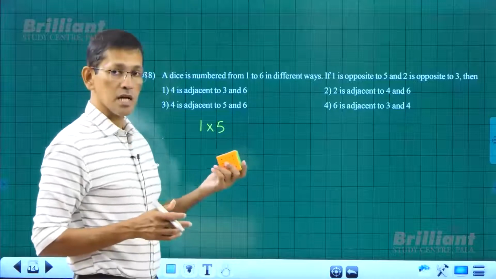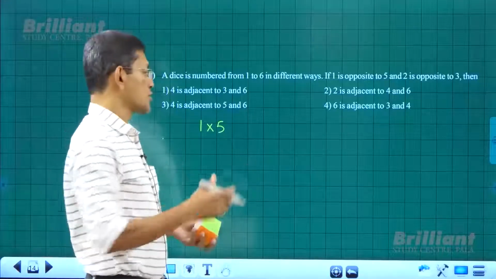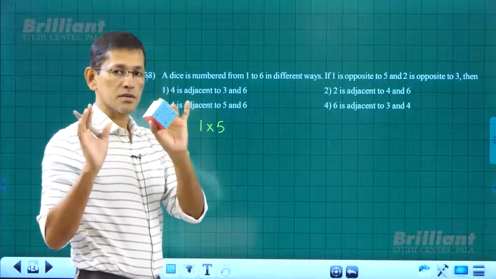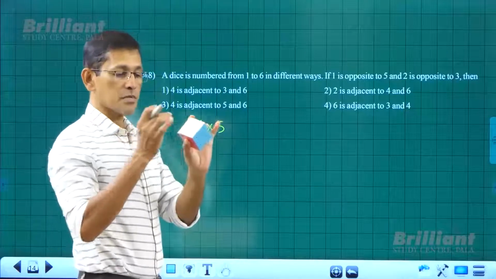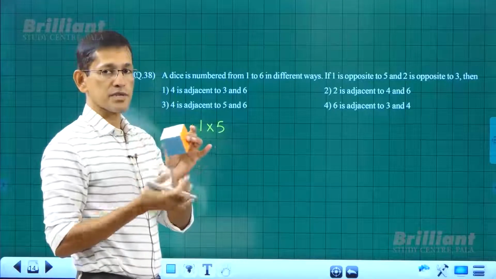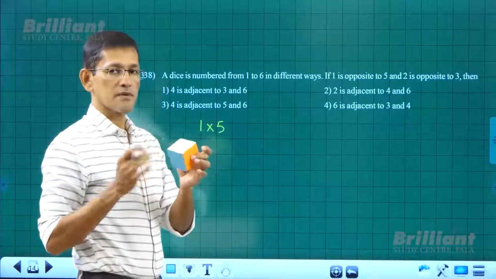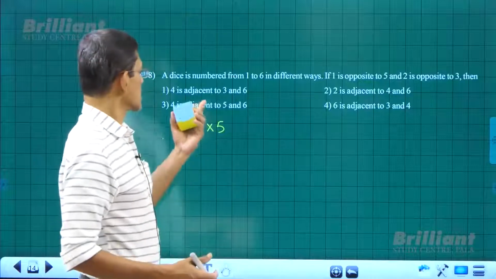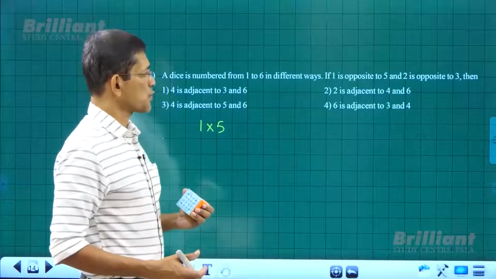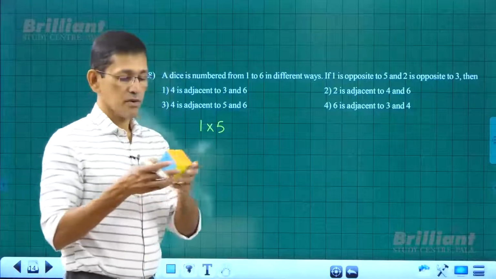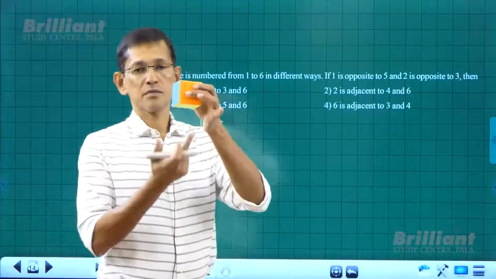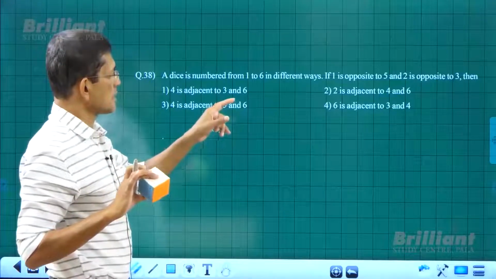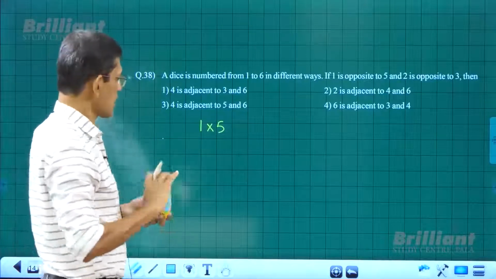So cube and dice, what's the difference between cube and dice? A cube is not really marked. This is not marked here, 1, 2, 3, or A, B, C, D, it is not marked. So it's a cube. And if it is marked 1, 2, 3, 4, 5, 6, or A, B, C, D, E, F, those kind of things, if it is marked, it is called a dice. So in this case, a dice is numbered 1 to 6 in different ways. 1 is opposite to 5. So 1 and 5 are opposite. Let's say 1 is here, then 5 must be here. At the same way, we have 2 is opposite to 3. So 2 and 3 are opposite.